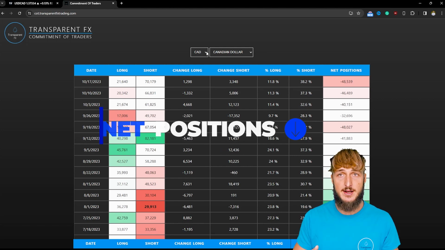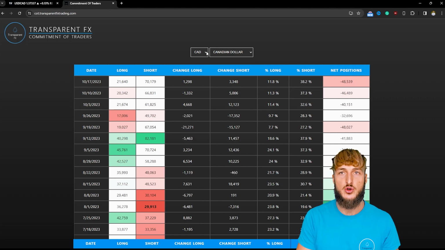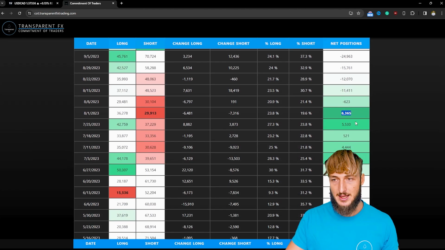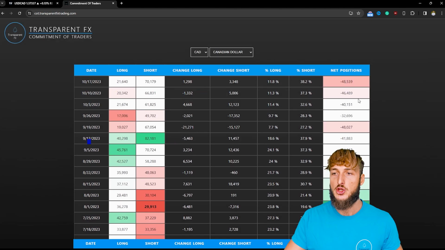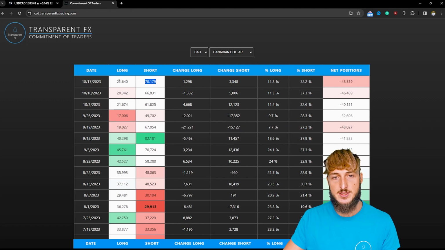Now, if we're checking the data for the CAD, we're actually already checking CAD USD because all currencies on the spot are traded against the USD. So if we want USD CAD, we simply have to reverse everything. And what we can see here is that we went from plus 6.3K net positions, so with institutions having more longs than shorts on the CAD, to now having a quite massive negative net positioning with minus 48K net positions, with way more shorts than longs.